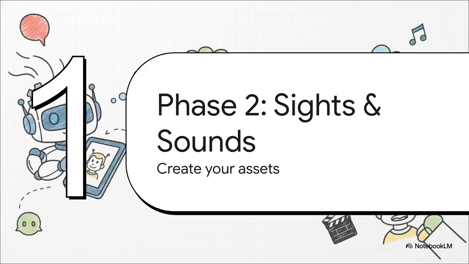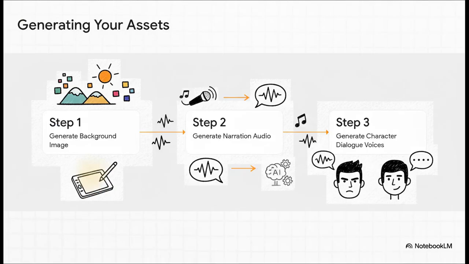All right, script in hand, it's time for phase 2. This is where we take all that text from our blueprint and start turning it into the actual stuff you'll see and hear in the video, the visuals and the audio. Now, the really cool part is that you can do all of this inside that second tool, AutoDraft.ai. It's basically a 3-step process. First, you tell it to create your background image based on the script. Second, you generate the audio for your narrator. And third, you create the unique voices for all your characters.